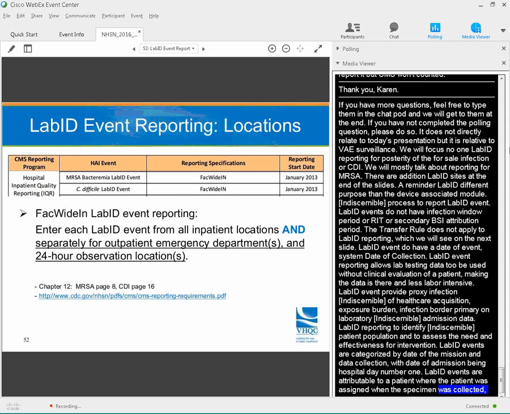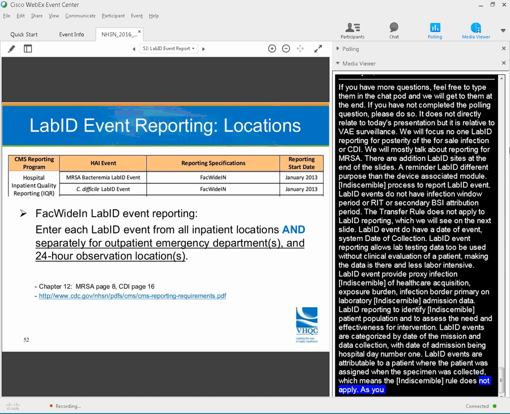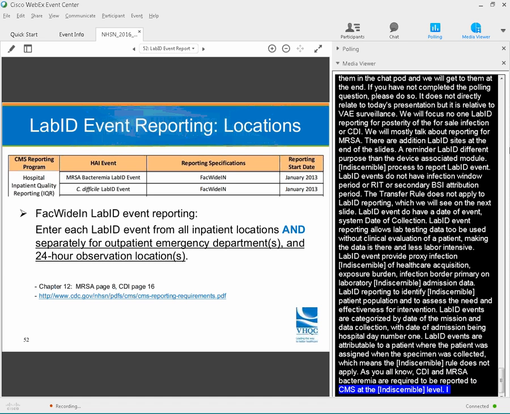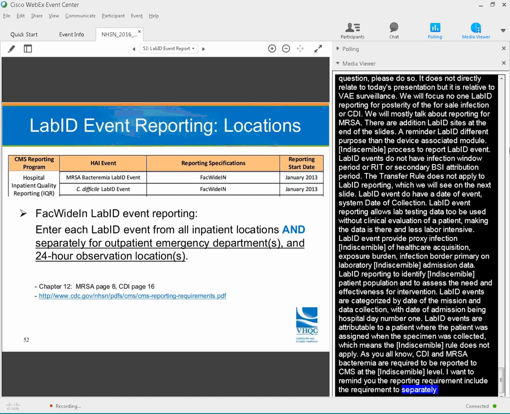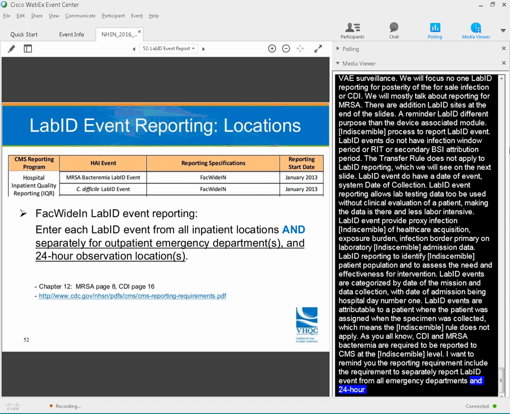A couple notes about reporting locations. As you all know, CDI and MRSA bacteremia lab ID events are required to be reported to CMS at the FACWIDE-IN level. I want to remind you that the FACWIDE-IN reporting requirement includes a requirement to separately report lab ID events from all emergency departments and 24-hour observation locations. Reporting from those outpatient locations allows NHSN to categorize events as community onset.